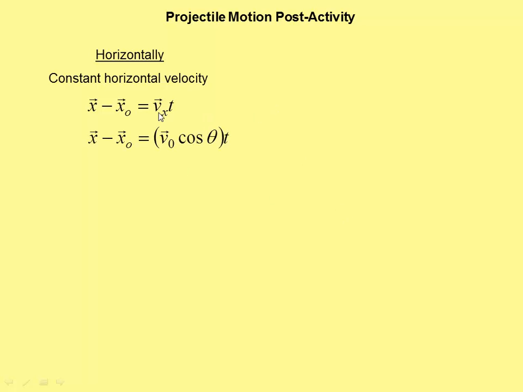So we can write two equations. We can look at the horizontal part of the motion, which of course is constant horizontal velocity, and therefore we can use the constant velocity range equation. Horizontal displacement or range is simply velocity times time. Plug in what we know. The horizontal velocity is VO cosine theta, and we run into a problem. We have two unknowns. We don't know what the range is, and we don't know what the time is.